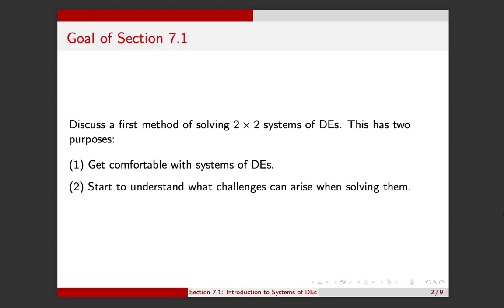In section 7.1, the goal is fairly simple. I'm just going to discuss a first method of solving 2x2 systems of differential equations. For the sake of simplicity, we're starting with two equations, two unknowns. Discussing this first method has two purposes. Purpose one is just to get comfortable with systems of differential equations as a concept. And secondly, start to understand what challenges can arise when you try to solve systems of DEs. This goal too will motivate subsequent sections. It sort of sets up why you would care about sections 7.2 and 7.3.